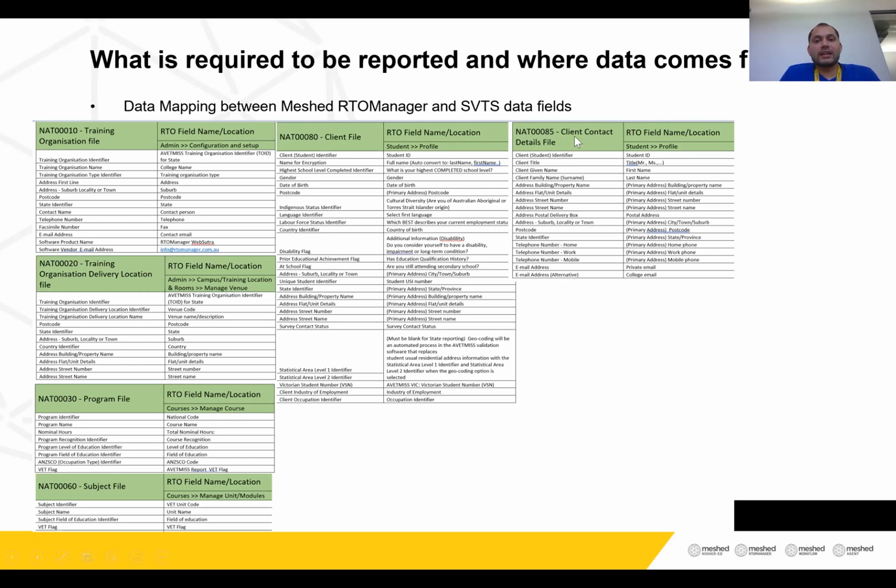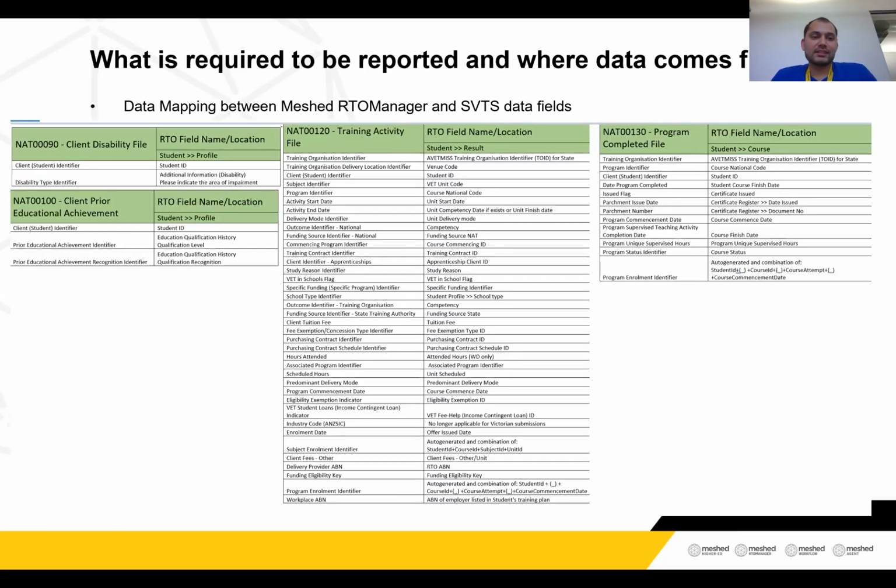Similarly, NAT 85 comes from your postal address and also from the student profile. So that makes the student contact details. Now the next one is the NAT 90 file, which is the student disability. During or after applications, if you have recorded or identified the disability category of the students, based on that data it will create a NAT 90 file.